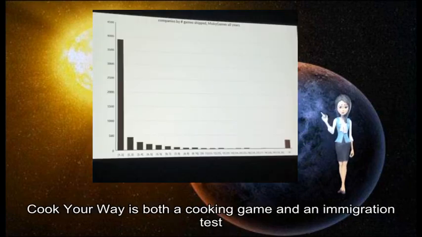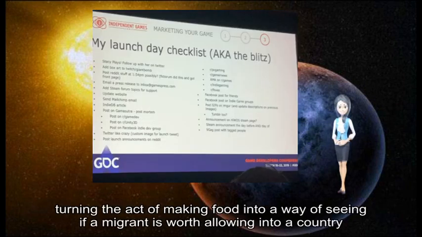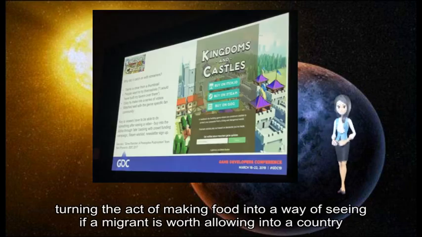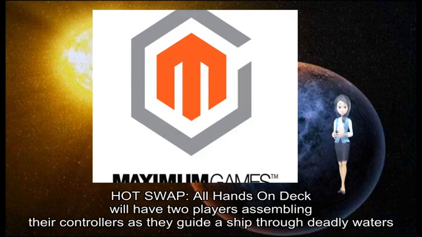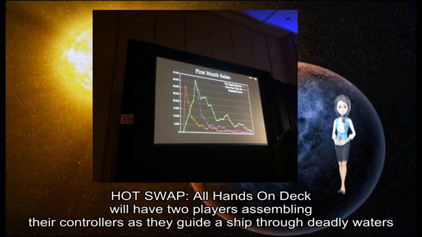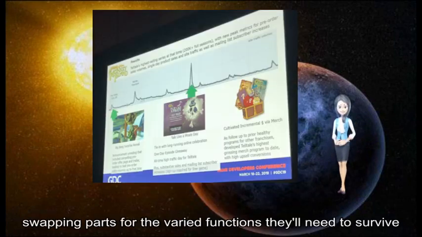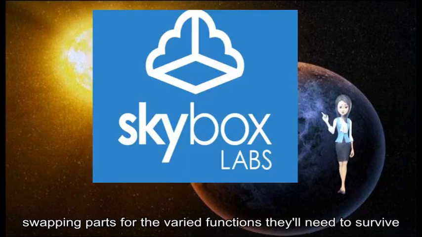Cook Your Way is both a cooking game and an immigration test, turning the act of making food into a way of seeing if a migrant is worth allowing into a country. Hot Swap, All Hands on Deck has 2 players assembling their controllers as they guide the ship through deadly waters, swapping parts for the varied functions they will need to survive.